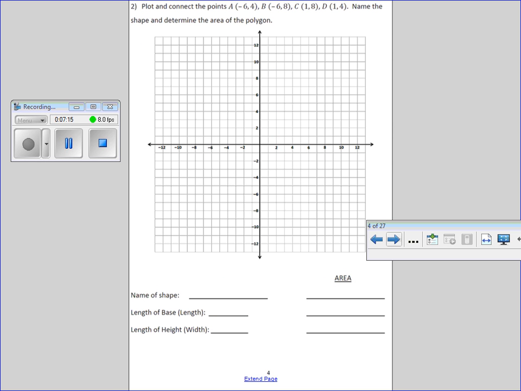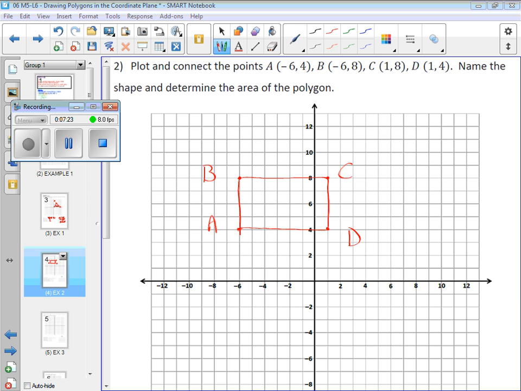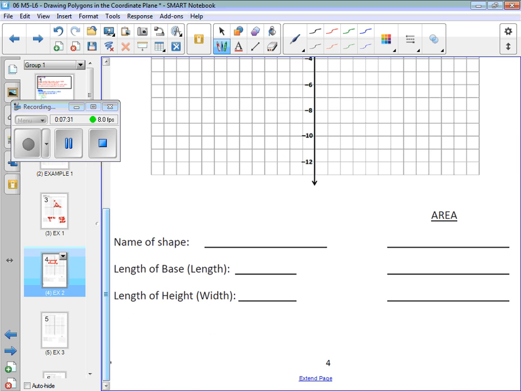Same thing, plot those points A, B, C, and D. Now you know 4 points is going to probably make a quadrilateral, right? Everybody do that. Looks like that one done. Brandon, what's the name of the shape? Good. Brandon, what's the base? And the height? Can I apply the formula? And the area, Brandon?